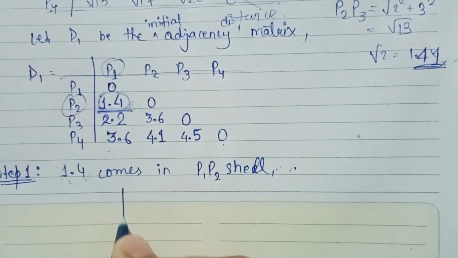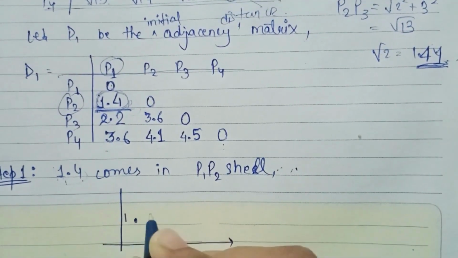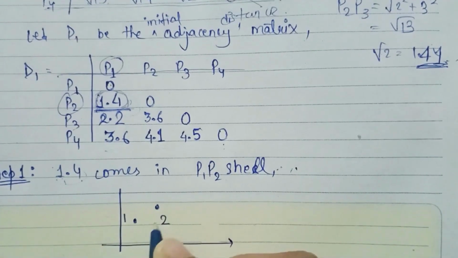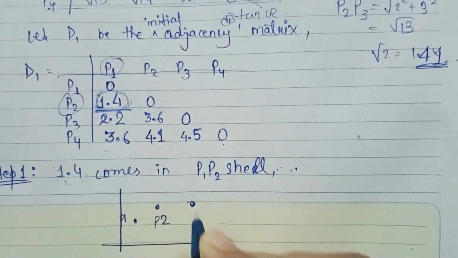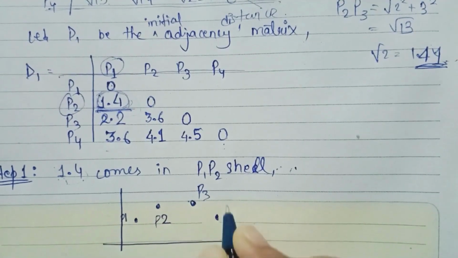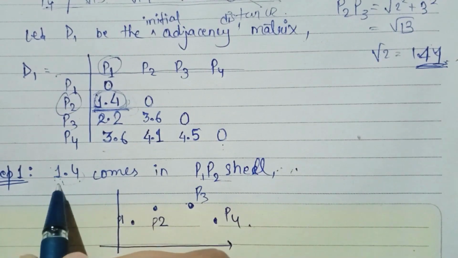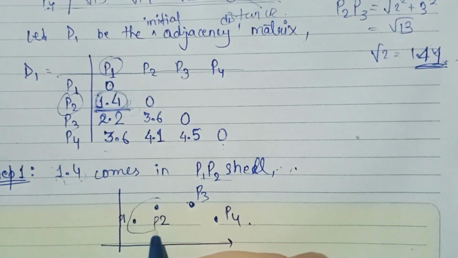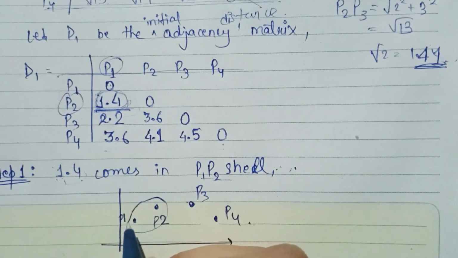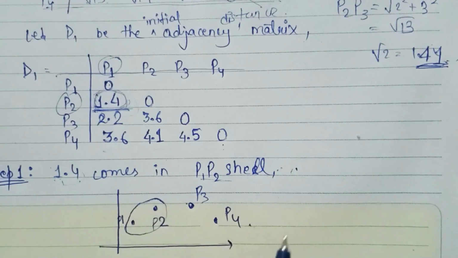Like here is the diagram. If it is P1, it is P2, P1 P2. I'm writing for P1 P4. So P1 P2 is the least value, hence we will form a cluster with these 2 points. Now P1 P2 is in a single cluster.